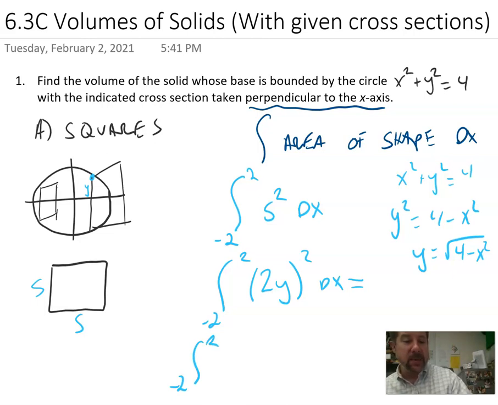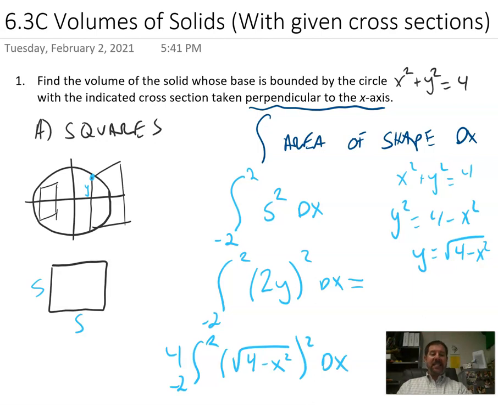I could square this and make that 4y squared. I'm going to pull that 4 out to the front. And then y is the square root of 4 minus x squared dx. So that is going to be the setup that we want to use to find the volume of this shape. And now again, you could square this.